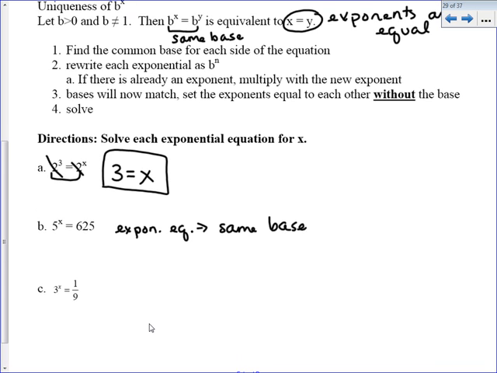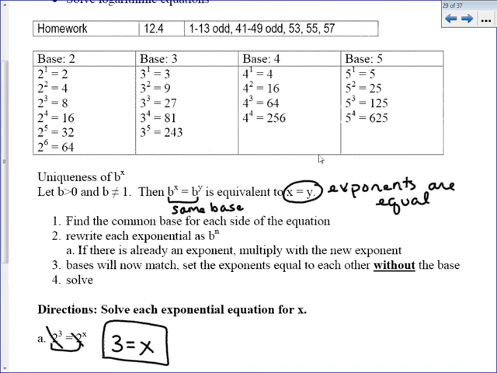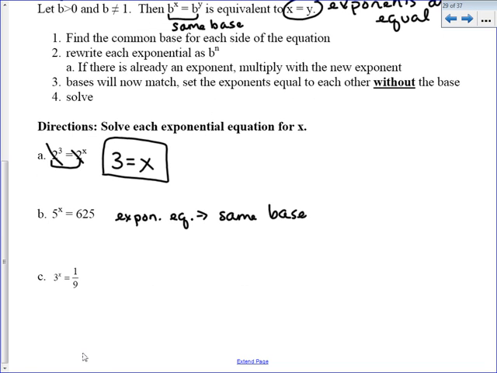So if you look back, this is another reference that's good to use when you're starting out. If I look at my table, which base has both the number 5 and the number 625 in it? 5. So I'm going to use a base of 5. Okay, well the left side has a base of 5 already, so I don't need to change the left side at all.